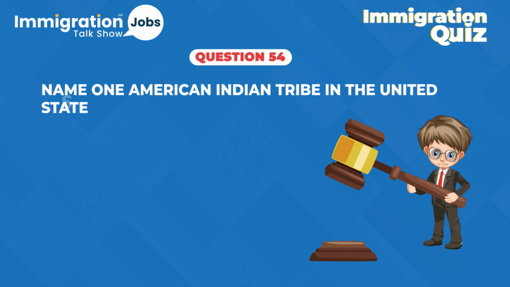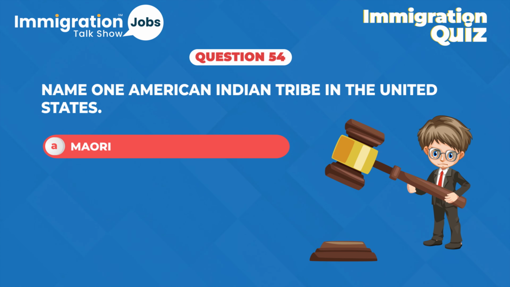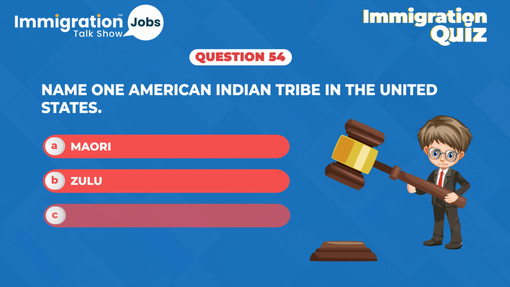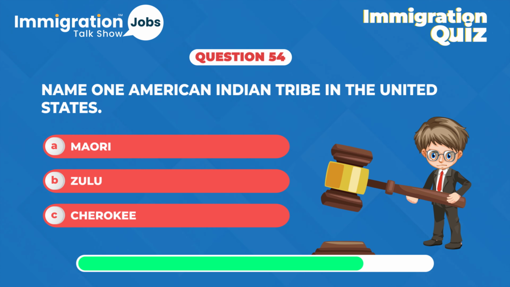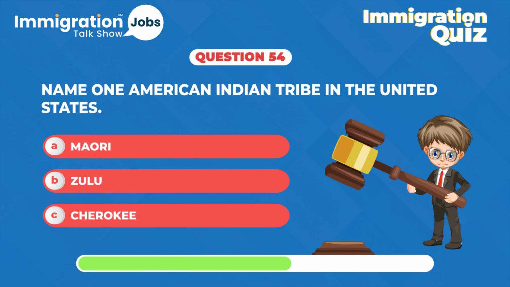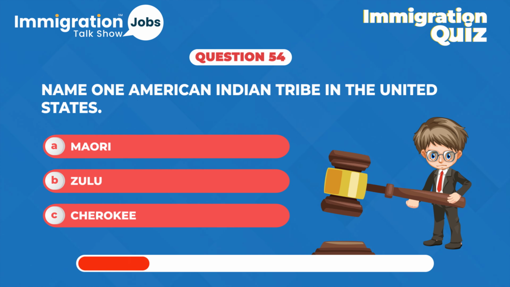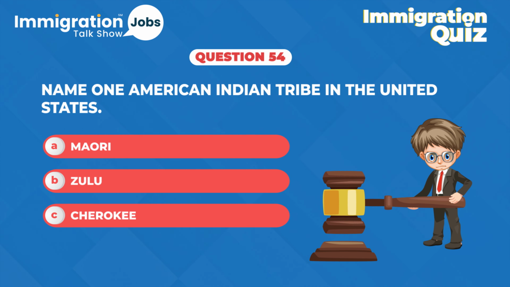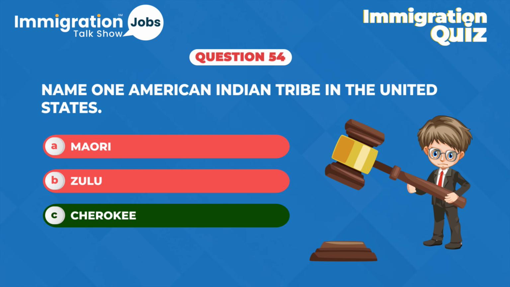Name one American Indian tribe in the United States. Option A, Maori. Option B, Zulu. Option C, Cherokee. And the correct answer is option C, Cherokee.